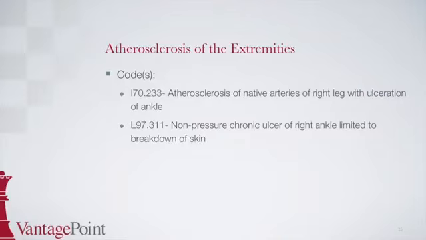At the beginning of category L97 is a note which states code first any associated underlying condition, such as atherosclerosis of the lower extremities. So that's a little pointer to us of which code needs to go first.